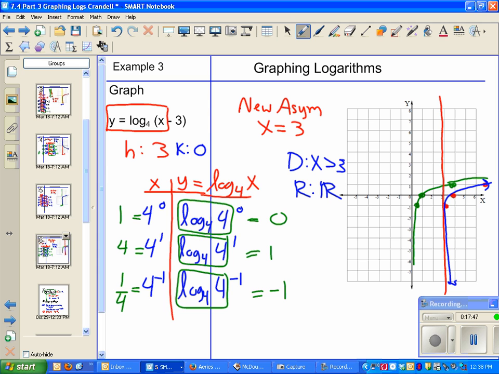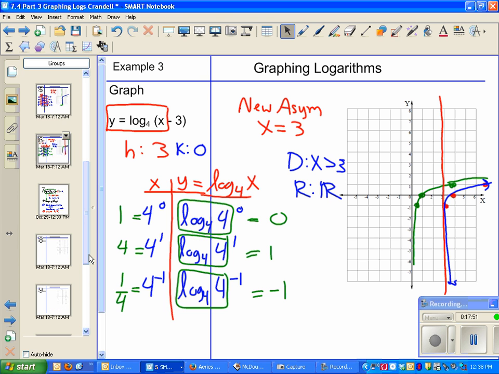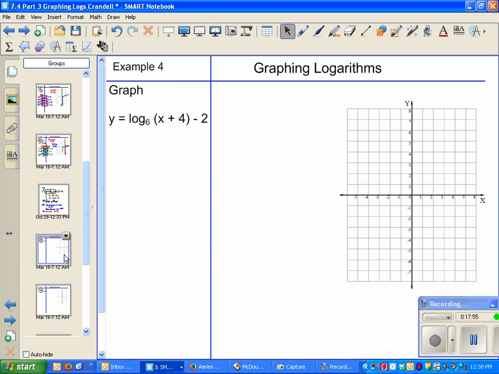Okay. All right. Questions, please write them down. Ask me in class tomorrow. All right. Our next one is, holy moly, it's got both numbers. This is excellent. All right. So what is h and what is k? What is h? What is k? H is -4. Why is it -4?